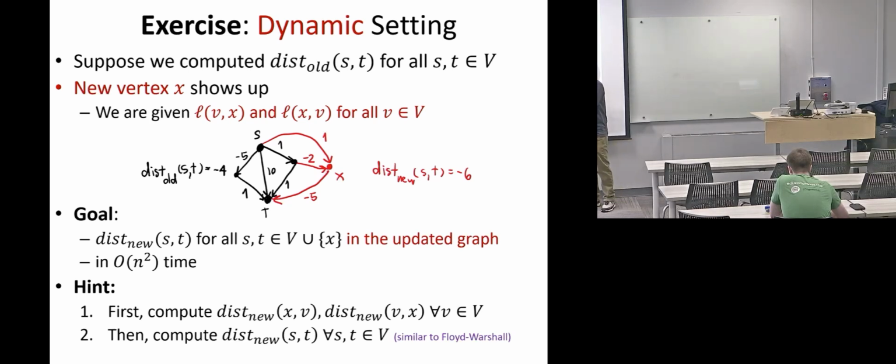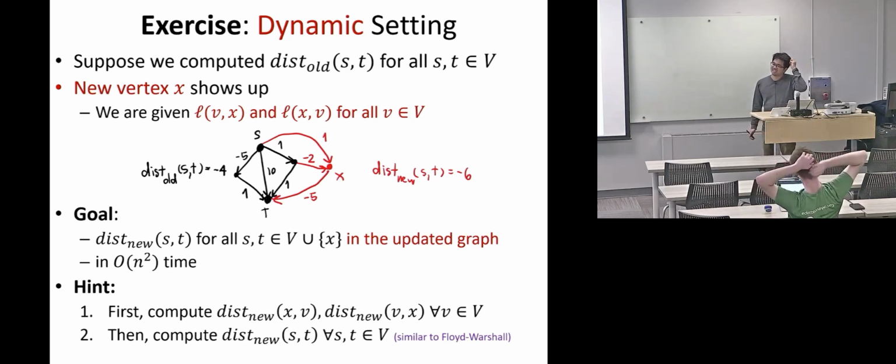So this is a hint. Tell me, how would you do it? How would you compute the new distance from x to v for all nodes v? Any idea? Well, when we were doing Floyd-Warshall before, at each step we were adding a new k, a new intermediate node. So we could just treat x like the very last node in that cycle.